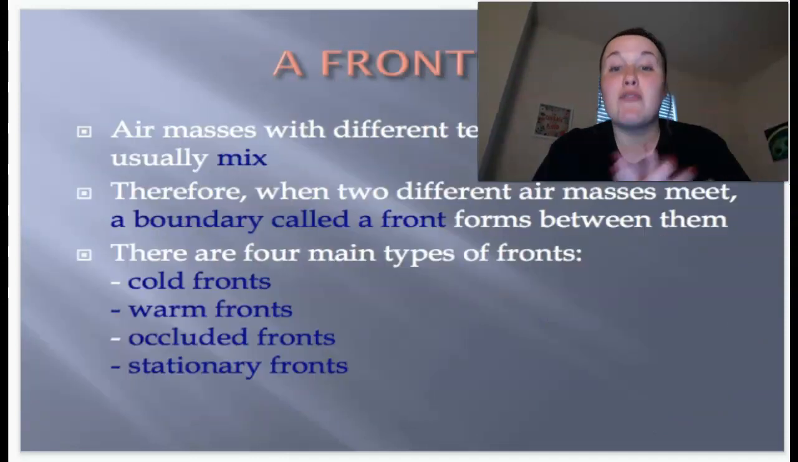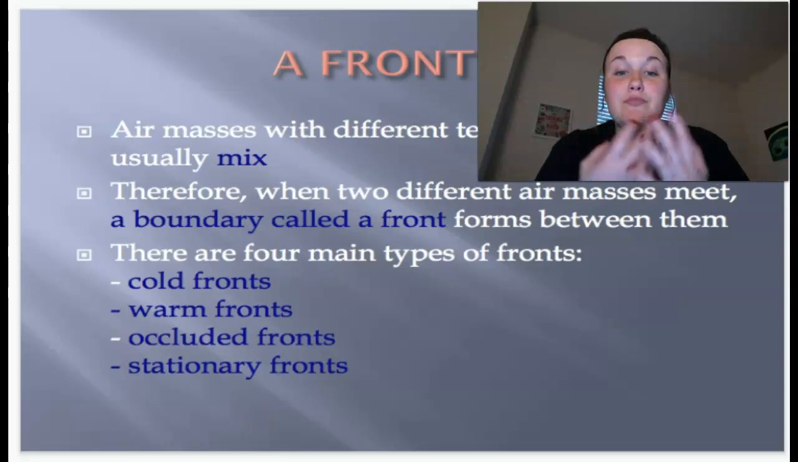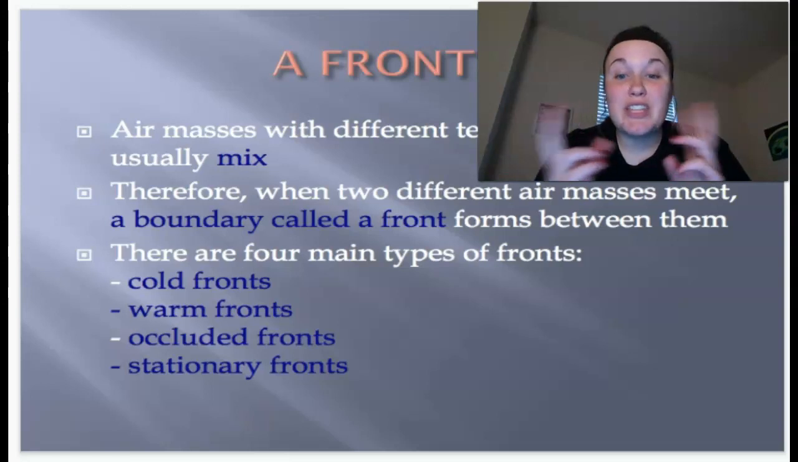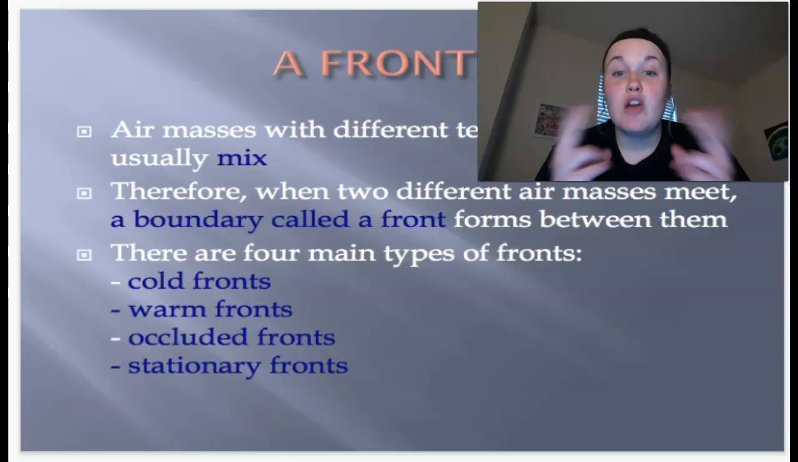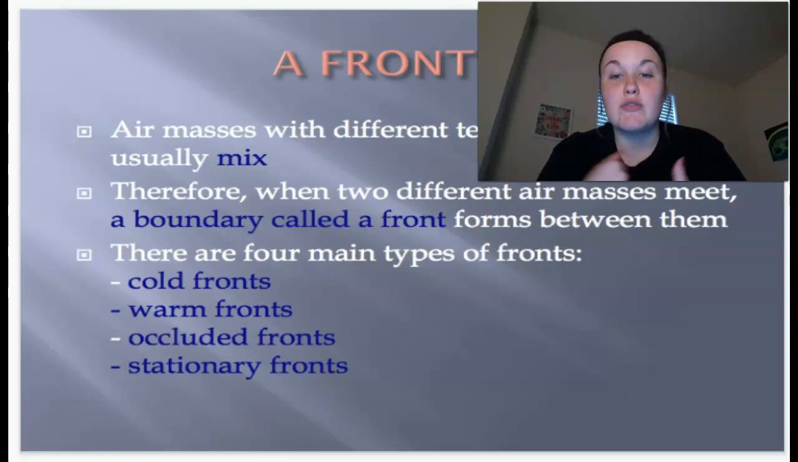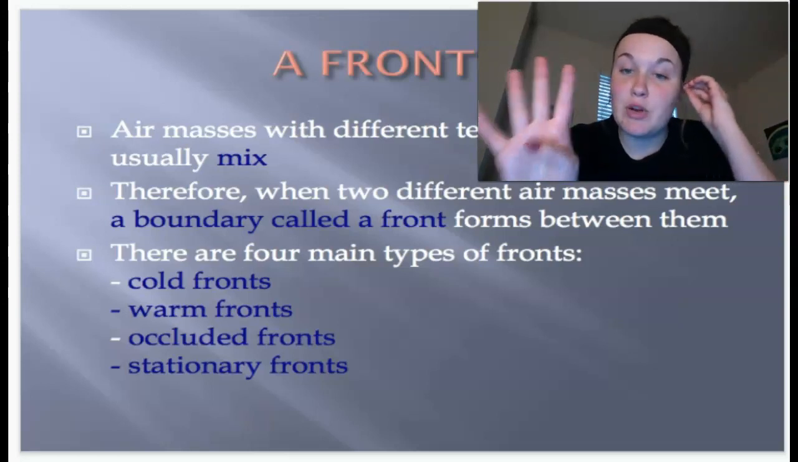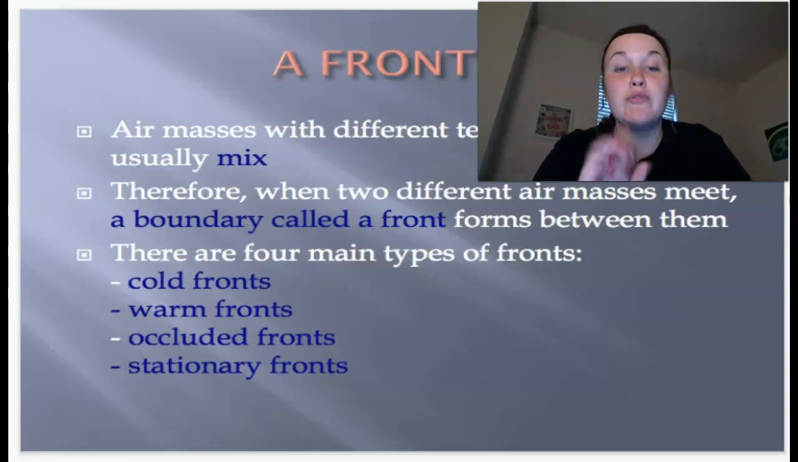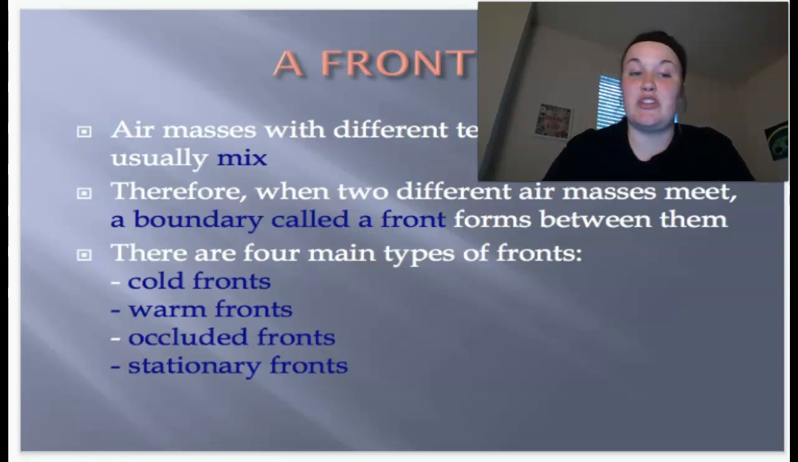So, a front is when 2 different air masses meet. Air masses with different temperatures usually do not mix. So, whenever these 2 air masses meet, a boundary called a front forms between them. There are 4 types of fronts. We're going to learn about 3 of them. The 4 are cold fronts, warm fronts, occluded fronts, and stationary fronts. We will be learning about cold and warm fronts and stationary fronts today.